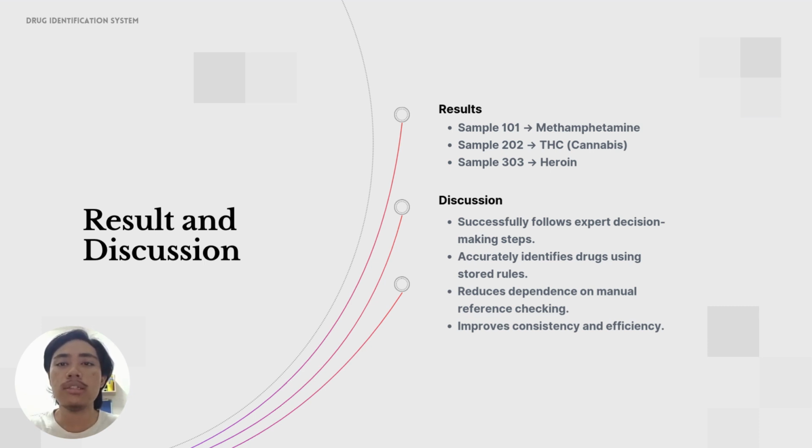So this is some of the results. For example, sample 101 can be methamphetamine, sample 202 can be THC, which is a cannabis type, and sample 303 can be heroin. It successfully follows the decision-making steps, and it accurately identifies drugs using the stored rules. It will reduce dependence on manual reference checking and improve consistency and efficiency. For specific inputs, it will be demonstrated by my friend Azam later.